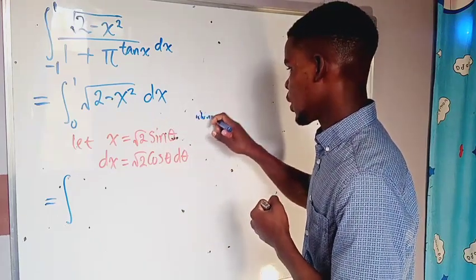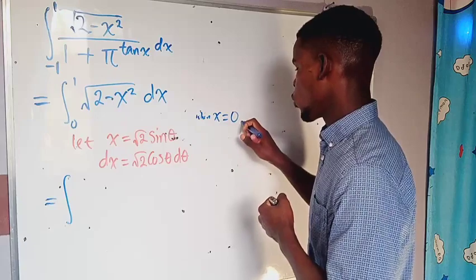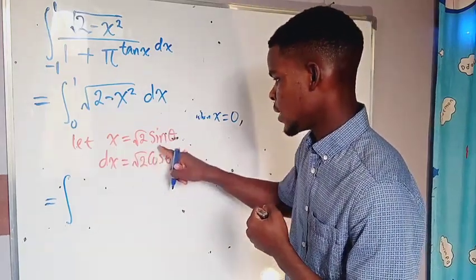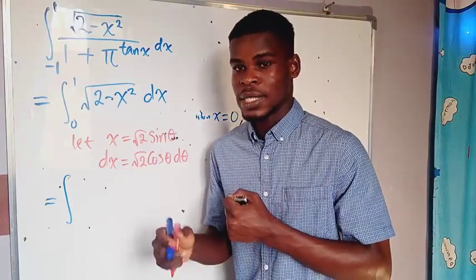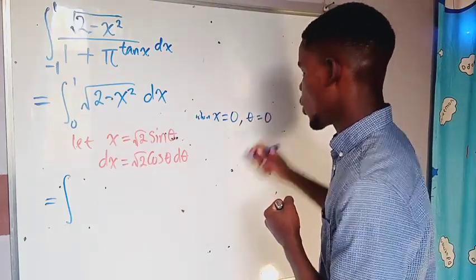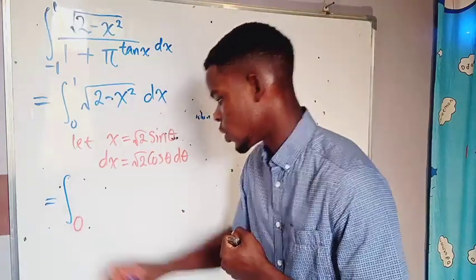When x is 0, what will theta be? If x here is 0, just like saying sine theta is equal to 0, well, theta should be 0 because sine of 0 will be 0. So theta is 0, which means this lower bound here is just 0.